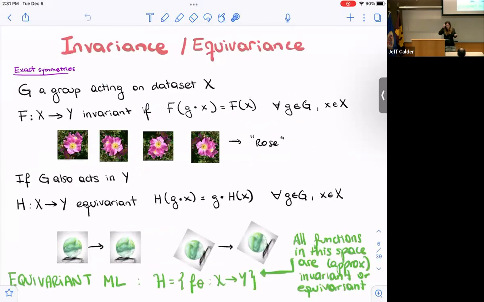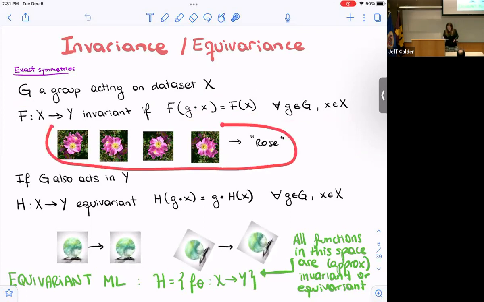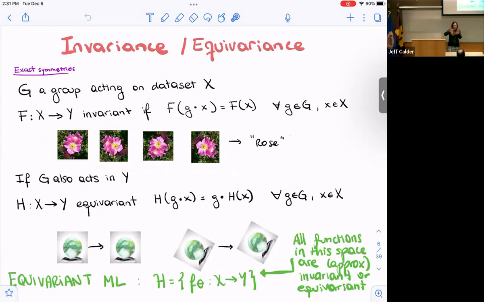So how do we do this? First I'm going to define invariance and equivariance. I have a group, and this group acts on a data set. A function is invariant if every time that I apply a group element to the input, the function doesn't change. So f of g times x is equal to f of x for all g in the group and x in my data set. For example, in this simple example I have a classification problem. This is a rose. If I rotate it, the classifier doesn't change. So it's invariant with respect to these discrete rotations.